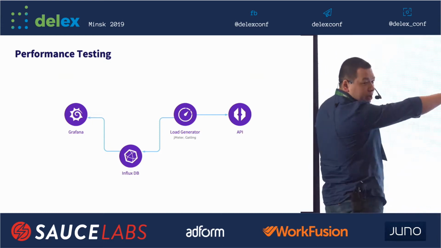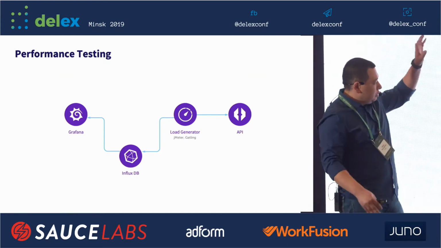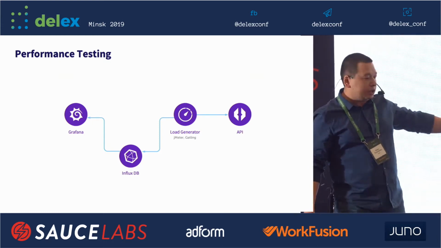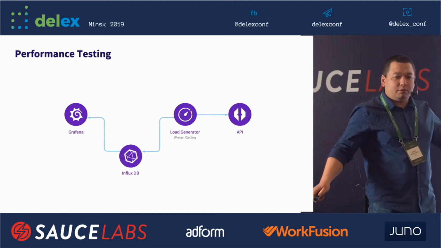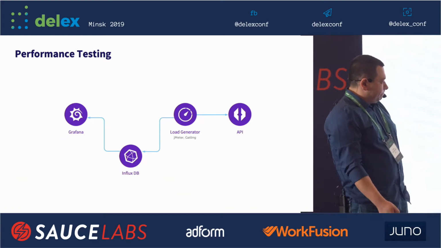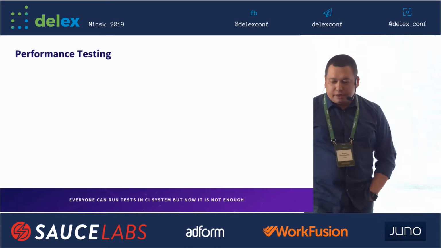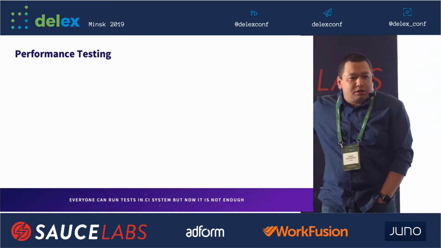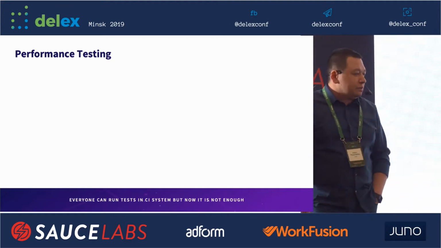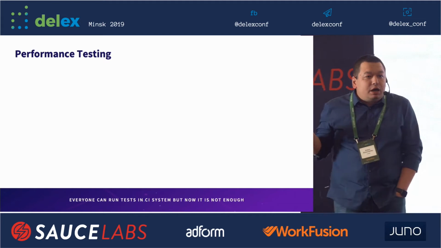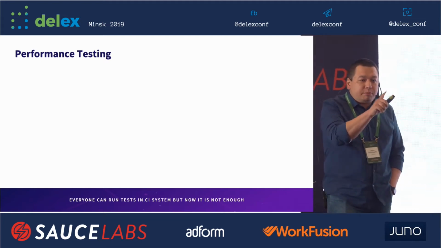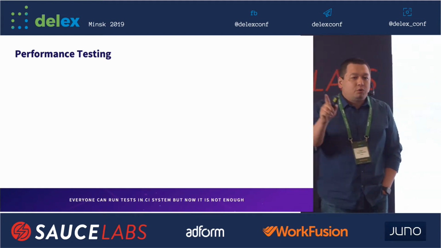You have some either API or UI on one side, then you have some load generator wherever it is, then you have some influx. Everyone saw that, right? Okay, we can run that stuff in a CI. Everyone can run that stuff in a CI, right? But that's probably not enough, because even running that stuff on a CI would not actually help us answer a simple question: how good we are.